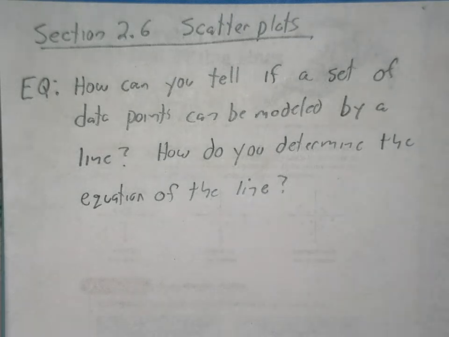Hi, today we're looking at section 2.6 on scatter plots. Our question is, how can you tell if a set of data points can be modeled by a line? And if so, how do you determine the equation of the line?